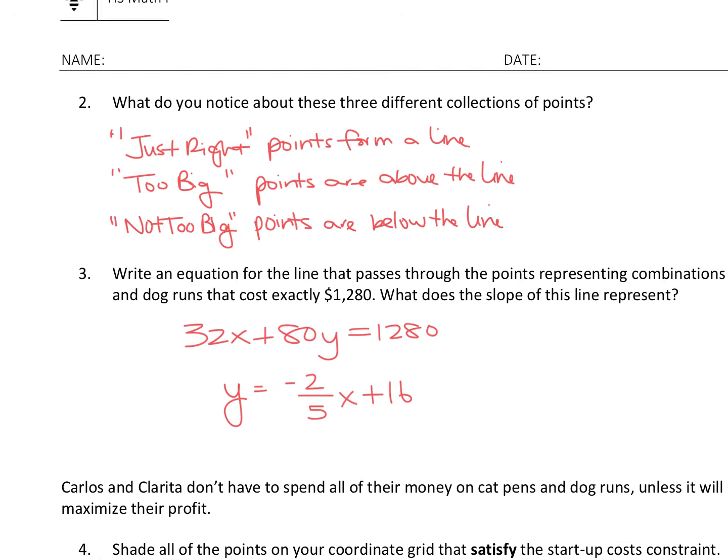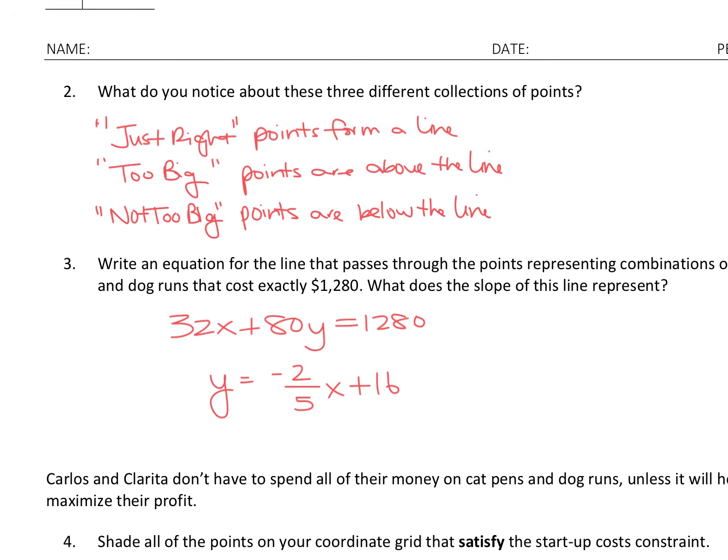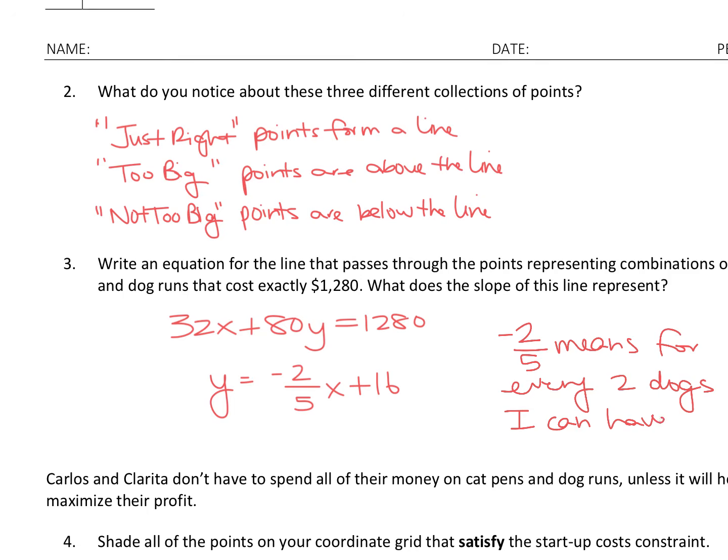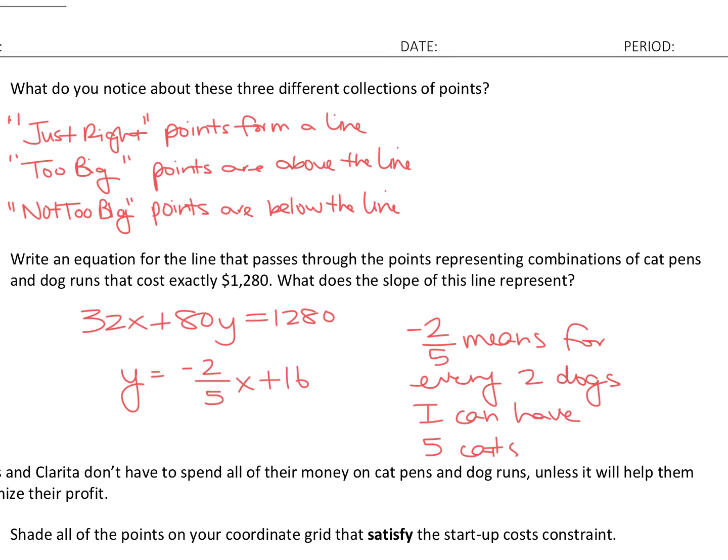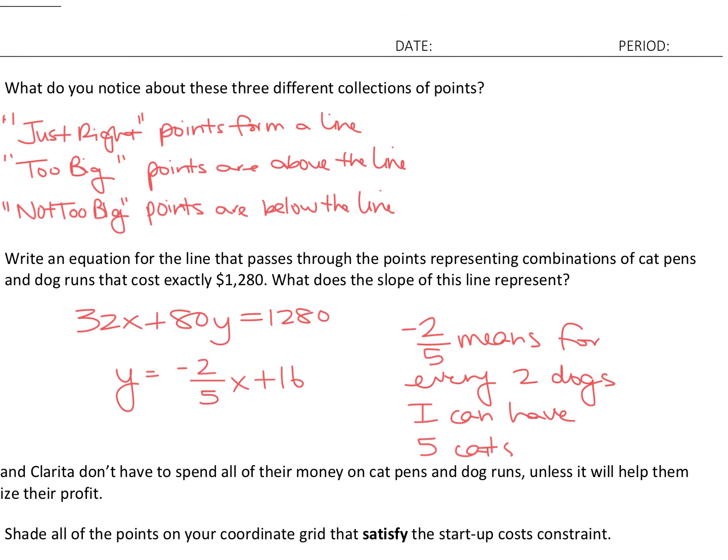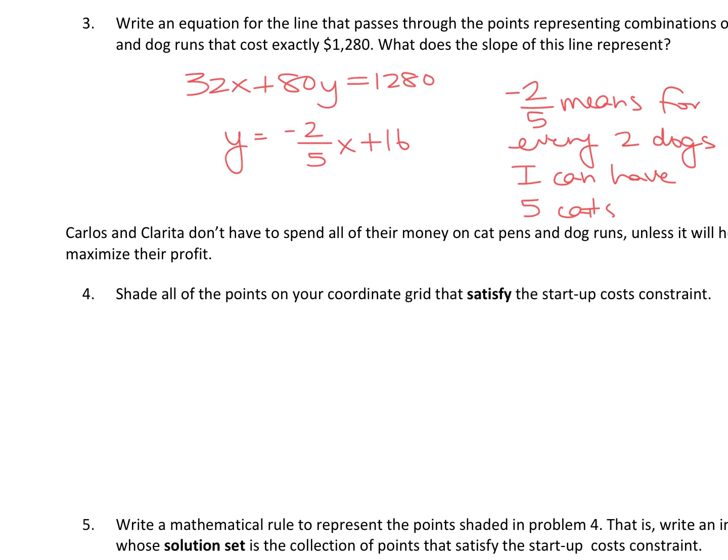Now it says here, what does the slope of the line represent? And I kind of already said it. So negative 2 over 5 means for every 2 dogs, I can have 5 cats. And it's every 2 dogs that I take away, so like kind of lost, I can have 5 cats. That replaces it.